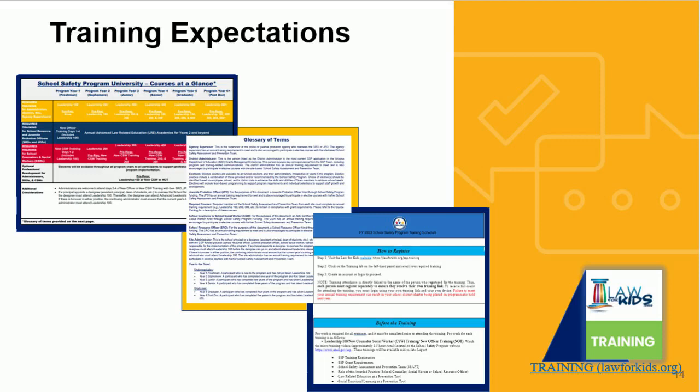The colorful document on the far left is the Expansion Continuation University Course Catalog. You register for trainings online at lawforkids.org. It also provides a glossary of terms for each position mentioned in the grant. We want you to know how we define each position.